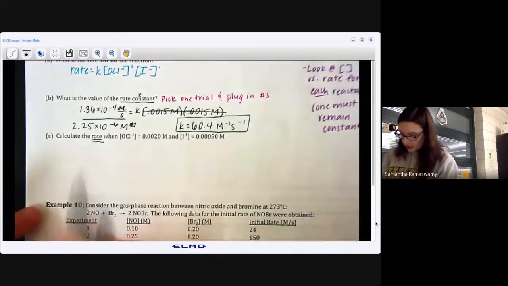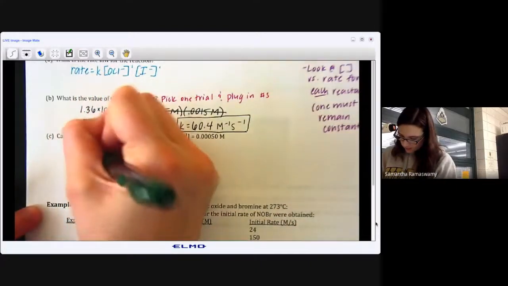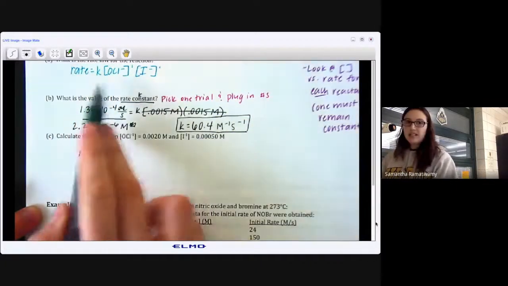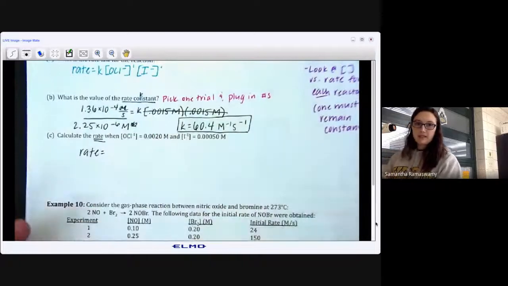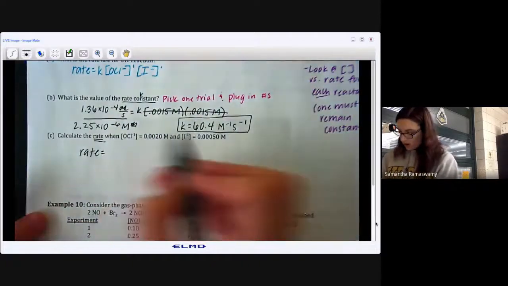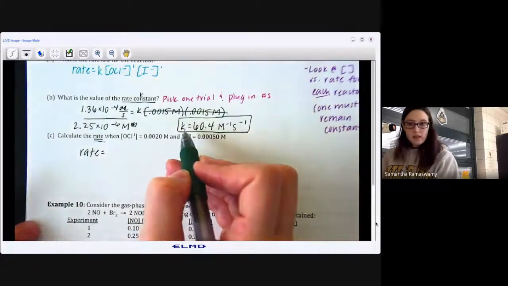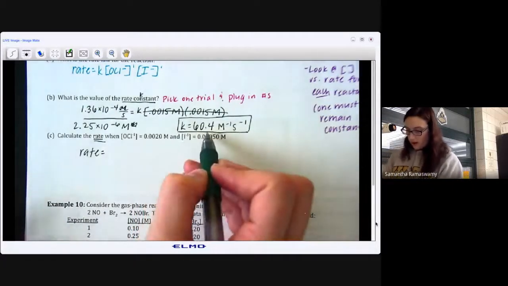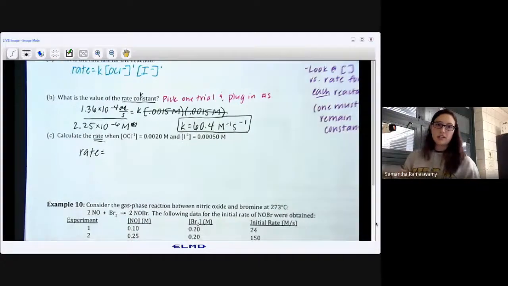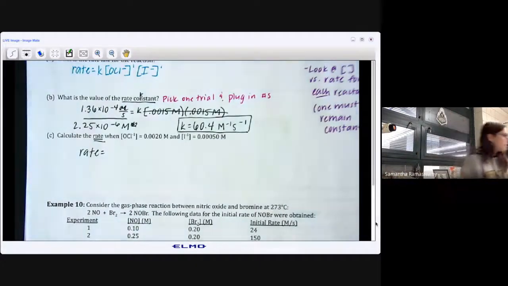So if we want to calculate rate, right, rate equals K times OCl minus times I minus. Remember K is the same, right? So K is 60.4, and then plug in your two concentrations. So plug that in and see what you get.